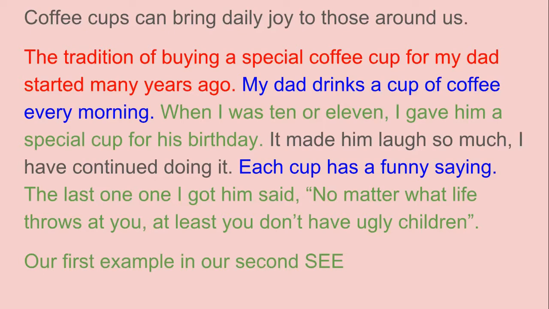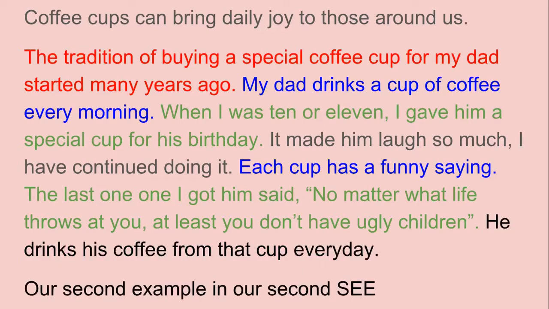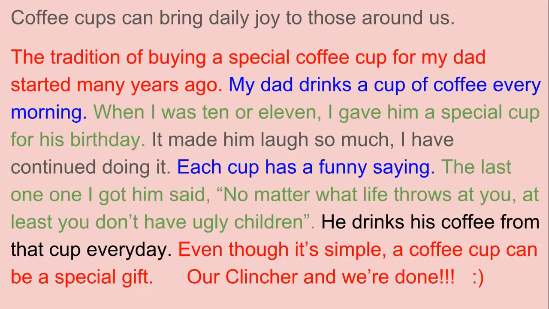Here's our first example in our second SEE set. The one I got him, the last one, I have a typo. The last one I got him said, no matter what life throws at you, at least you don't have ugly children. So that's our first example in our second SEE set. Here is our second example or explanation. He drinks his coffee from that cup every day. And let's wrap it up. Even though it's simple, a coffee cup can be a special gift.